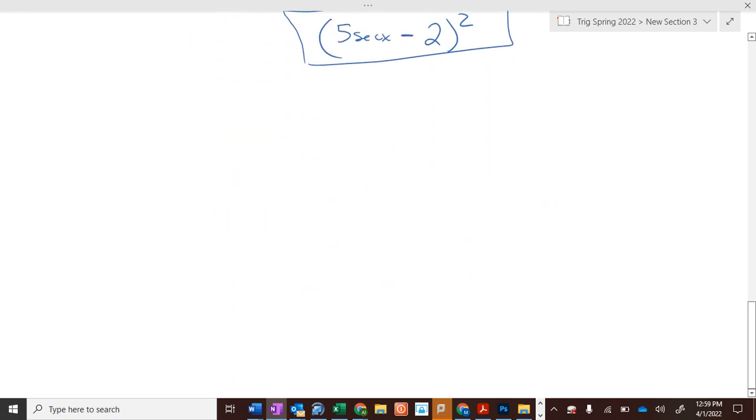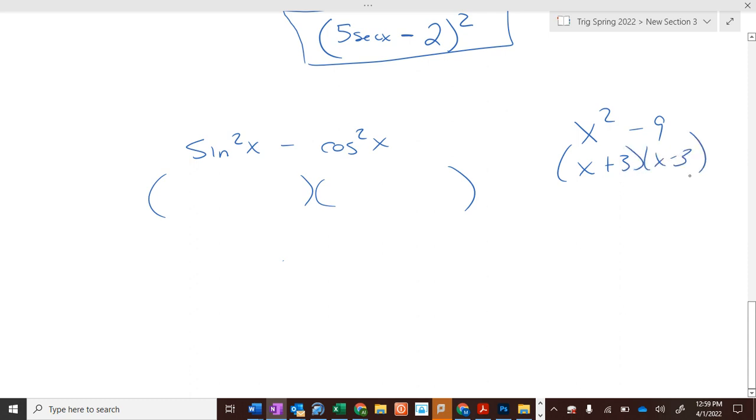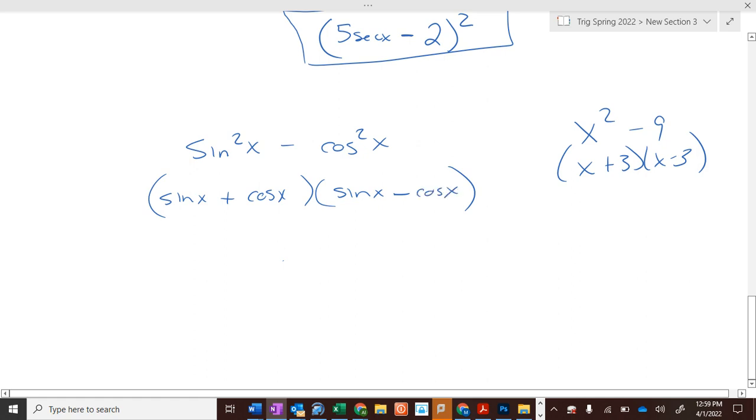Now let's look at difference of squares. Sine squared of x minus cosine squared of x. Okay, a difference of squares is like x squared minus 9, which is x plus 3, x minus 3, right? So this would be sine of x plus cosine of x, and sine of x minus cosine of x, called difference of squares. They're conjugates of each other. Okay, so that's difference of squares.